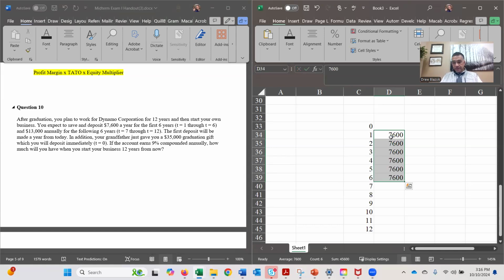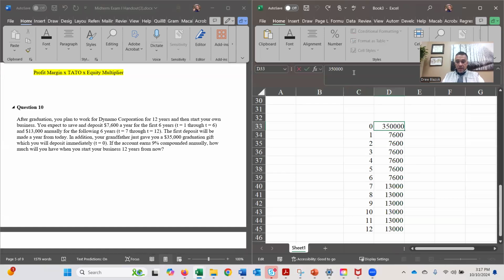So I'm going to go all the way down. And then starting in year 7 for 6 years, you're going to save 13,000. In addition, your grandfather just gave you 35,000 today. I'm going to put that at time 0. Okay, now we have a 9% interest rate. So I'm going to write that up here, 9%.